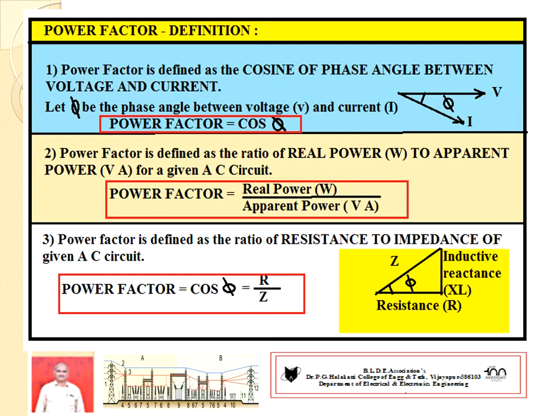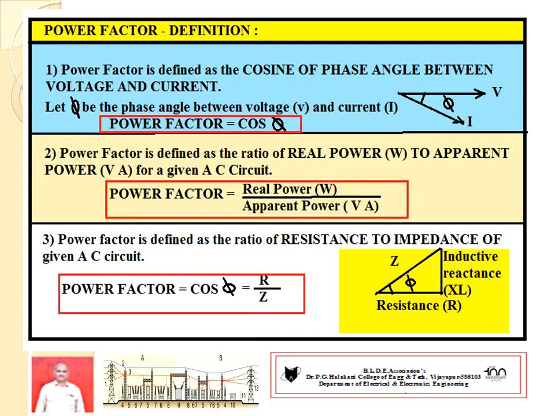Number 2, power factor is also defined as the ratio of real power to the apparent power for a given AC circuit. Real power is in watts, apparent power is in volt ampere. So it is also referred to as kilowatt divided by kVA.